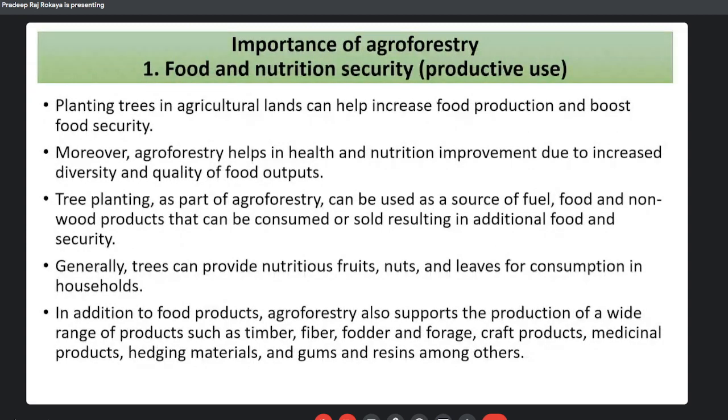Now, importance of agroforestry. So the first importance is food and nutrition security, a productive use. Planting trees in agricultural land can help in increasing food production and boost food security. Moreover, agroforestry helps in health and nutrition improvement due to increased diversified and quality food products.